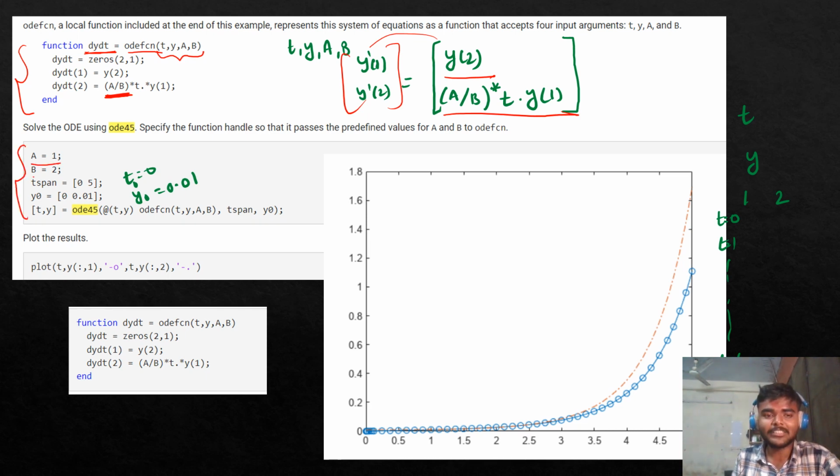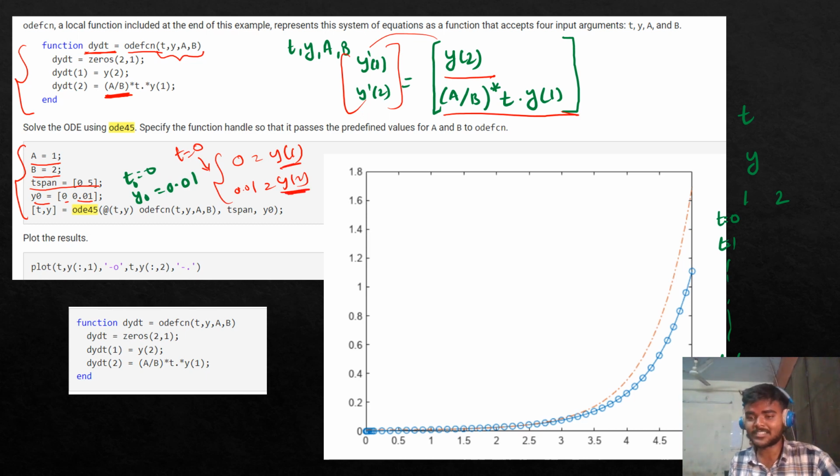So a is equal to 1, b is equal to 2, t span is this one, y naught is 0 and 0.01. So 0 is for y1, and 0.01 is for y2. This all will be the initial condition, meaning at t is equal to 0, these values are there. This is a dummy variable. I have introduced a dummy variable, but you can think about x, v and a: distance, velocity, acceleration. So v will be dx by dt. We can say v is a dummy variable to define dx by dt.